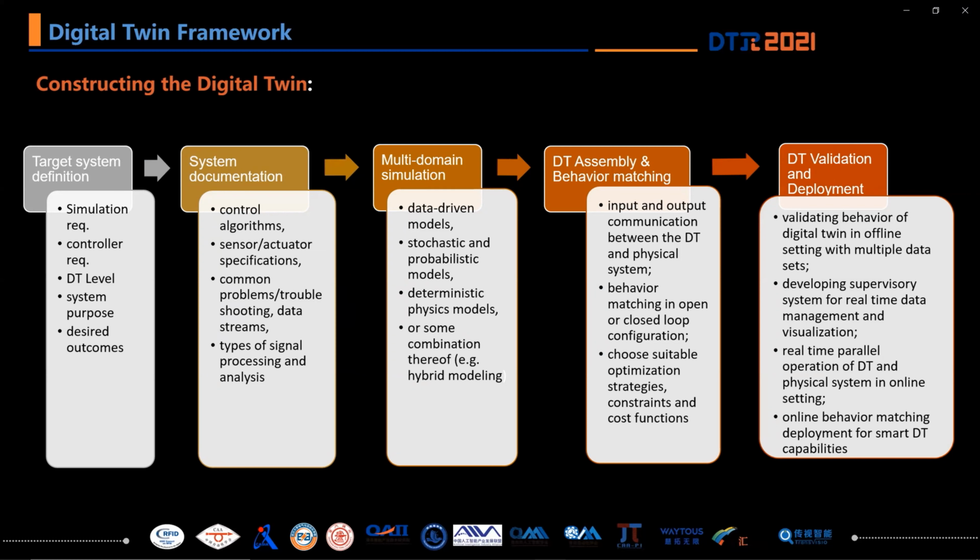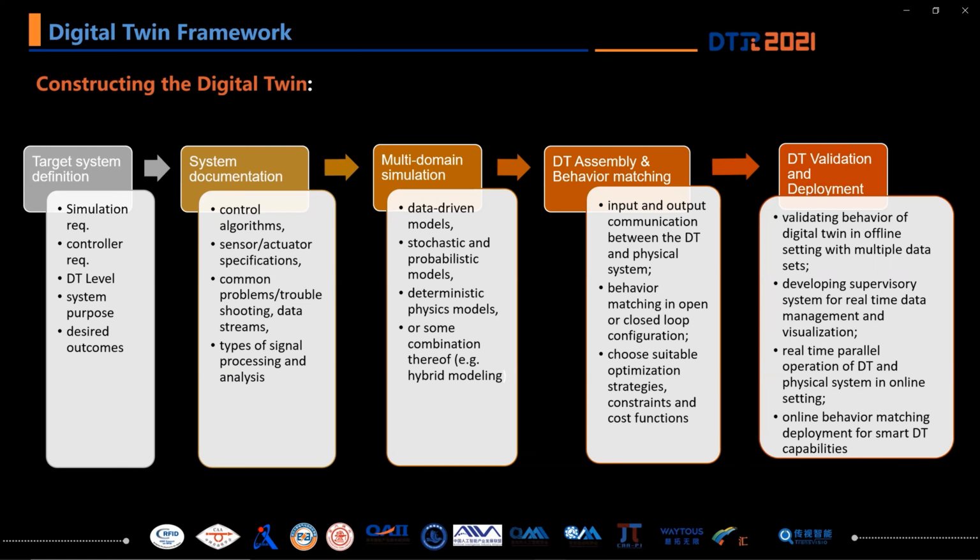The next step is the digital twin assembly and behavior matching. So this is connecting the input and output between the digital twin and the physical system, closing the loop in a way that we can do the behavior matching, and choosing a suitable optimization strategy, such as a genetic algorithm or stochastic gradient descent.